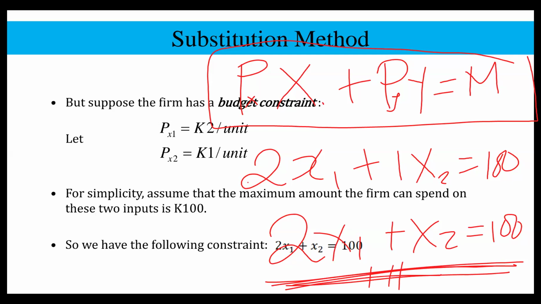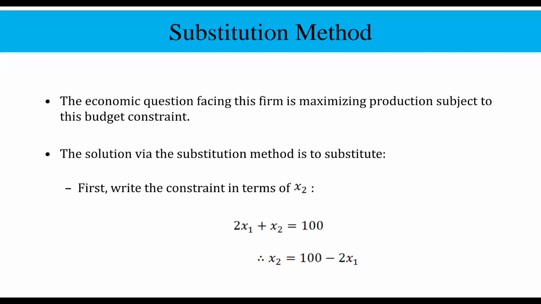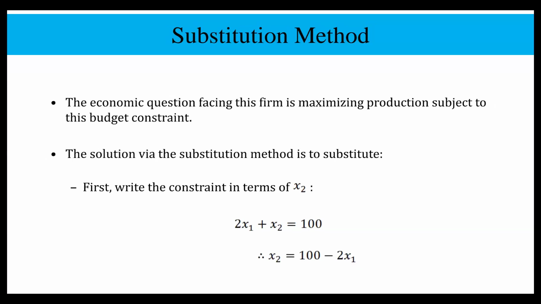The function that we have is 5x1x2. We want to maximize this function subject to this constraint. We're using the substitution method. Now, the substitution method says the following.